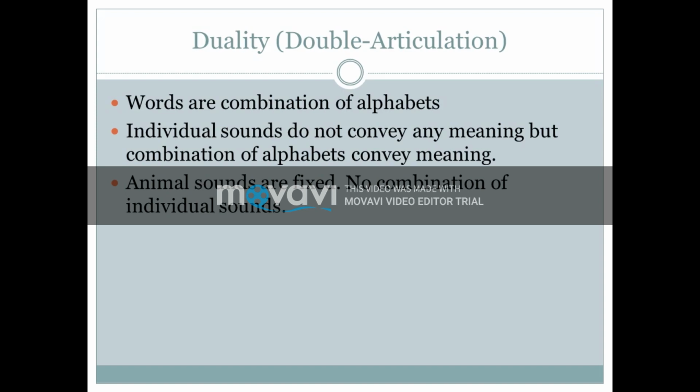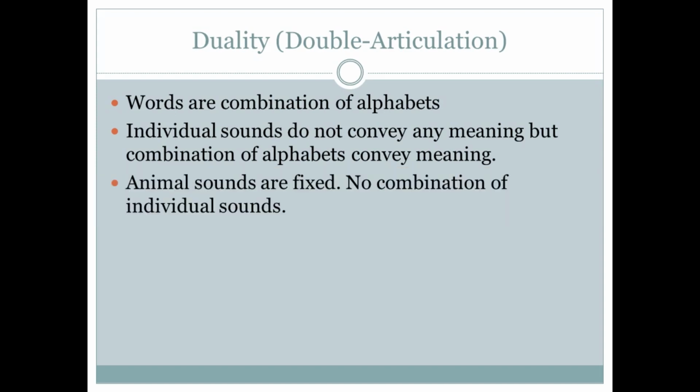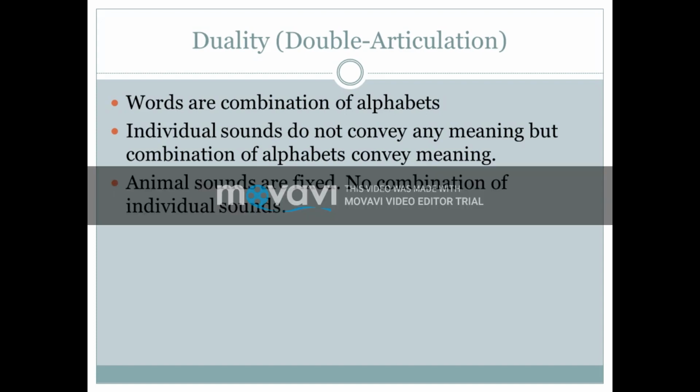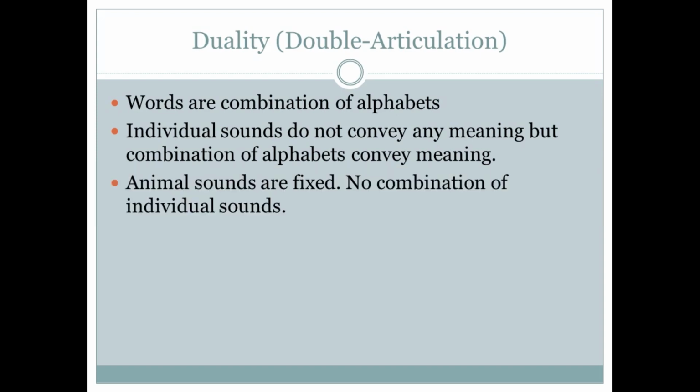When one person says C, another person says T, another person says A, we do not get any meaning of what they are talking about. What is this? One is saying C, one is saying T, one is saying A, but if one person says cat, we simply understand that he is talking about a small animal, a cat. So this is double articulation. As alphabets, they do not convey any meaning, but when they are united, combined, they convey meaning. That is duality or double articulation.